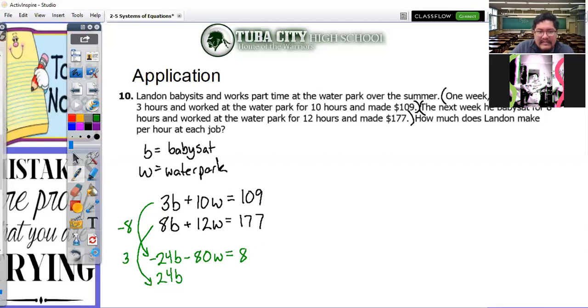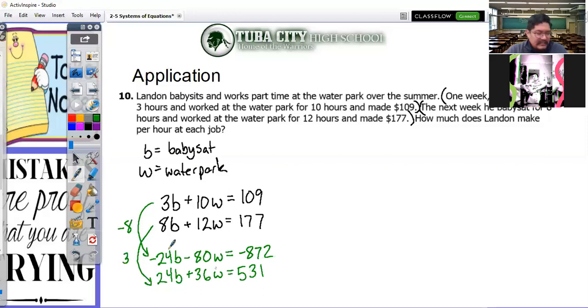872. Oh, -872. Don't forget your signs. Okay, now the bottom one, let's multiply everything by 3. So 8 times 3 is 24. That works out. 3 times 12, let's see, 3 times 12 is 36. And then 3 times 177, that'd be 531. And don't be afraid of large numbers because sometimes it just works that way.